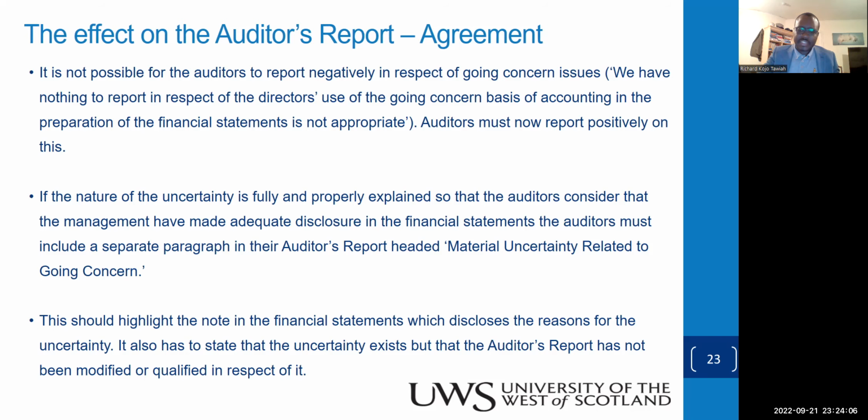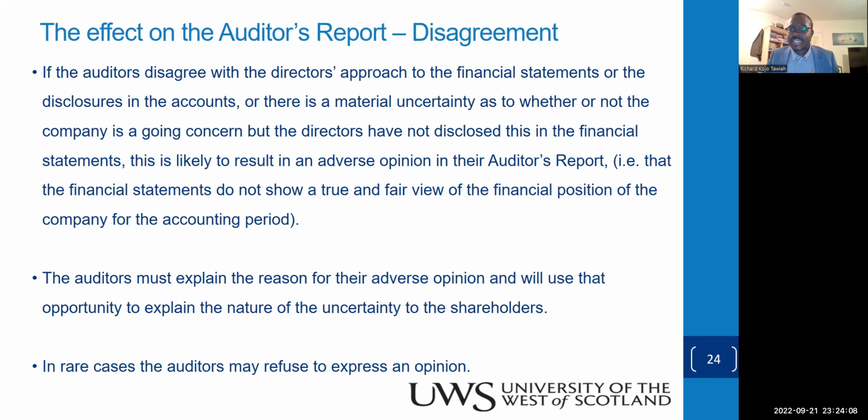All right, unless there's a disagreement. But if there's a disagreement, so the auditors disagree with the directors' approach to the financial statements or their disclosures, and there's a material uncertainty as to whether or not the company is a going concern, what do I do as an auditor? If there's a disagreement, adverse opinion, adverse. Tell them that the financial statements do not represent a true and fair view.